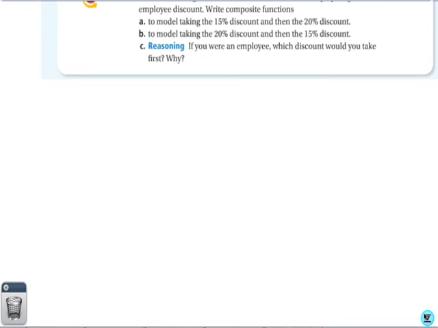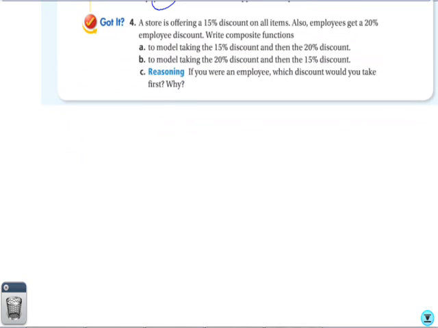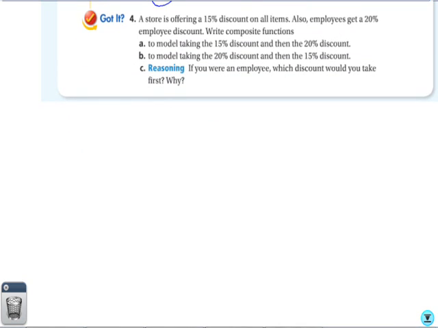All right? So let's take a look at, what if we have a store offering a 15% discount on all items, and employees get a 20% discount? So first, write composite functions. So let's write a function to model taking the 15% discount and then the 20% discount. Let's model the 20% then the 15%. And if you were an employee, which discount would you want to take first? Okay. So let's take a look at this.